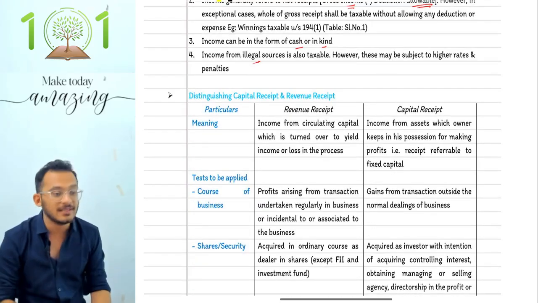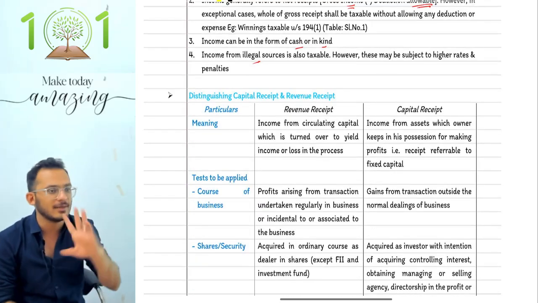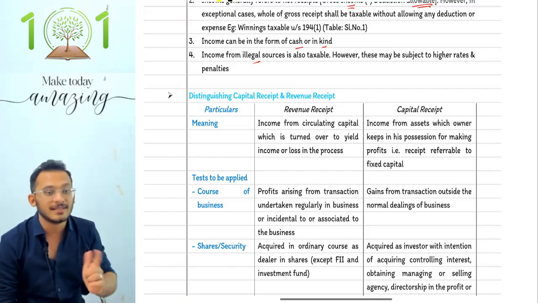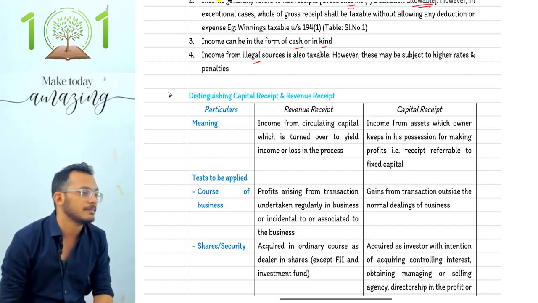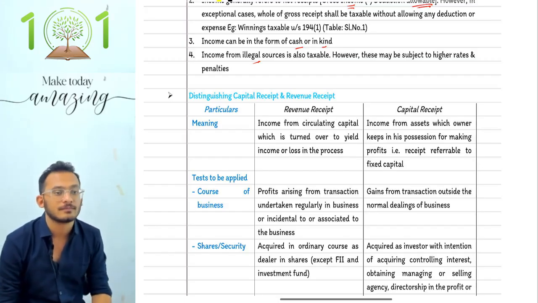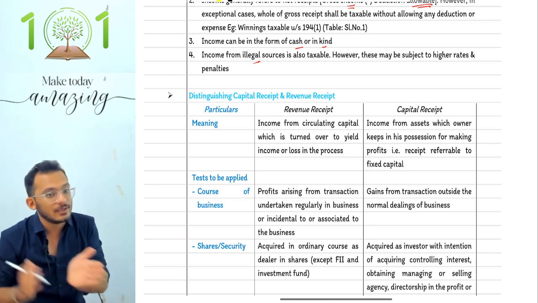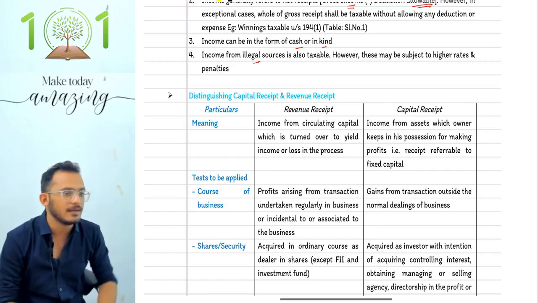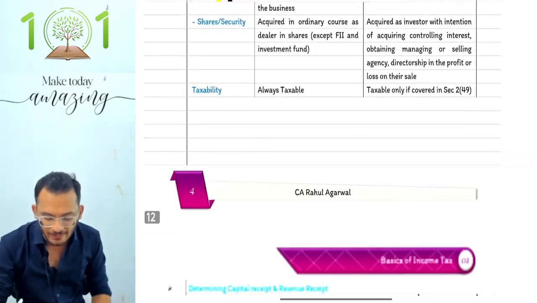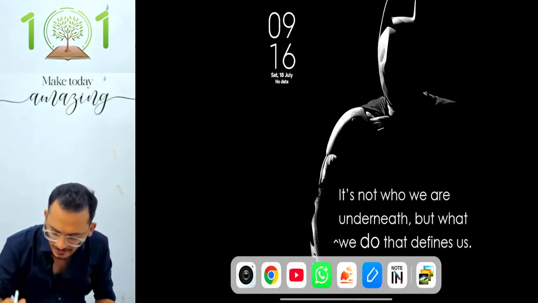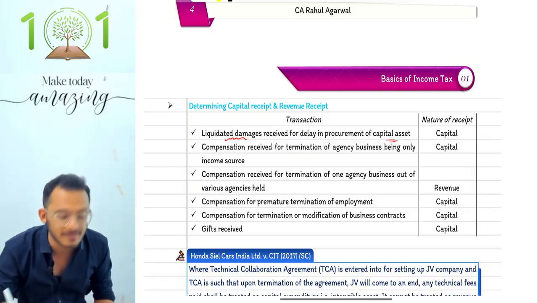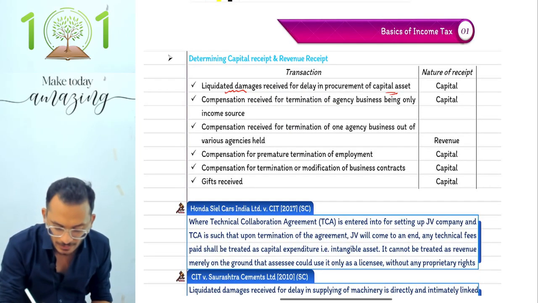When you want to classify them into capital or revenue, I will ask some questions. Is it affecting your livelihood? Is it frequent enough? What is the nature of your business? And if it is an income relating to an asset, then it is capital. If it is income relating to stock, it is revenue. That is what we wrote, and then we wrote examples. I told you about liquidation damages: liquidation damages for an asset is capital.